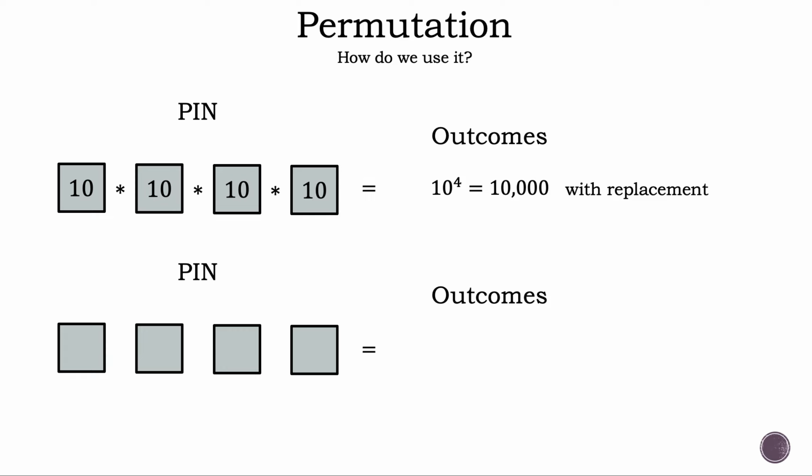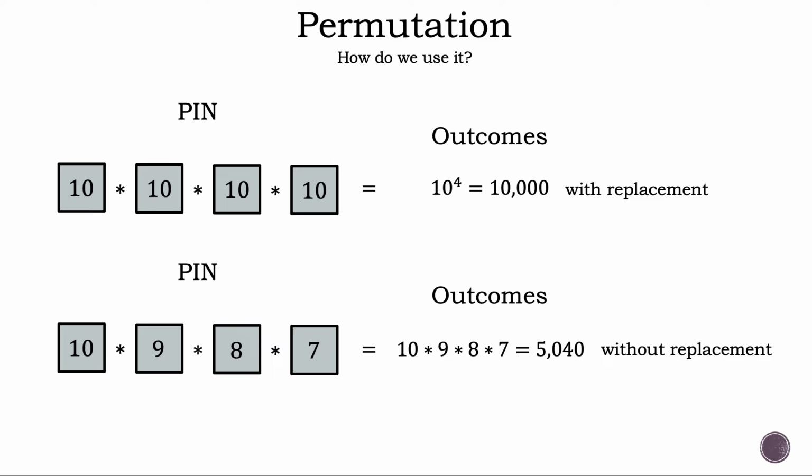Now, let's say the password has rules, and we cannot use the same number again. The first number still has 10 options, the next one 9, then 8, then 7. Once again, they happen simultaneously, so we multiply the numbers together. So how many outcomes do we think we have with this scenario? That is correct, 10 times 9 times 8 times 7, which is 5,040, without replacement.